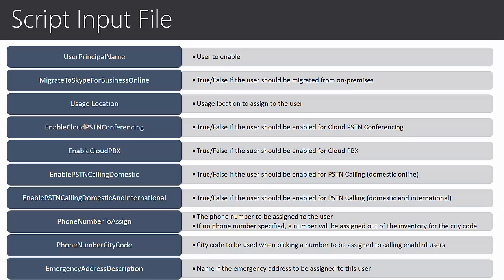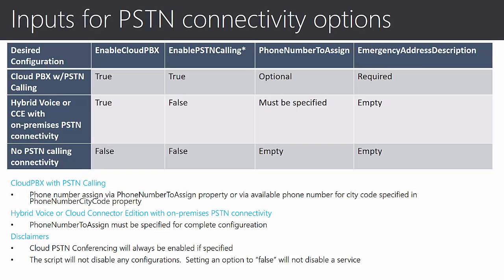There's also a lot more detailed information in the associated documentation that goes into the description and when you should use each of these items in the input file. I do, however, want to make sure that we talk a little bit about the PSTN connectivity options, because the script works both with PSTN calling as well as with on-premises PSTN connectivity via hybrid voice or Cloud Connector Edition. So the table above just kind of gives you a quick key, depending upon what your desired configuration is, what you should say within the input file.